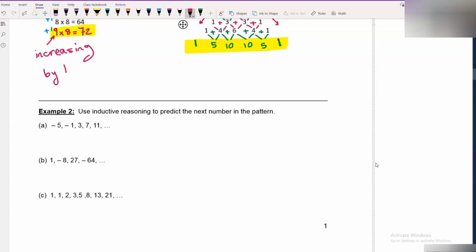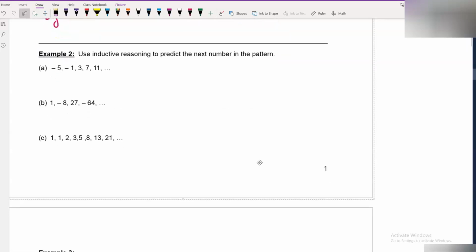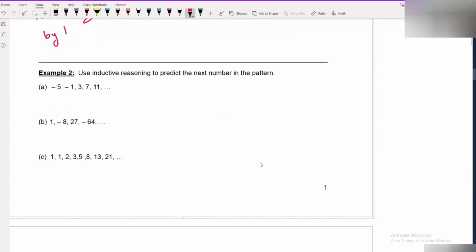The next one: use inductive reasoning to predict the next number in the pattern. Here again, we have to predict, but here it's just asking for 1 number. Sometimes it's asking for 2 numbers or 3 numbers. What I have here is -5, -1, 3, 7, 11. I'll try to add some numbers. Sometimes you may have multiplication, division. So we may have different patterns.